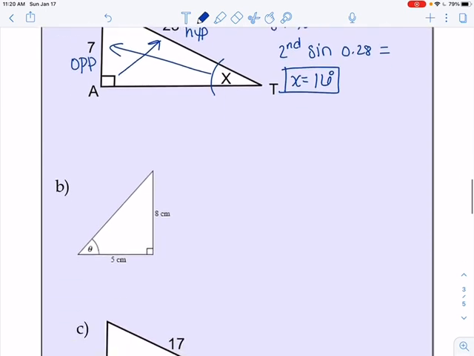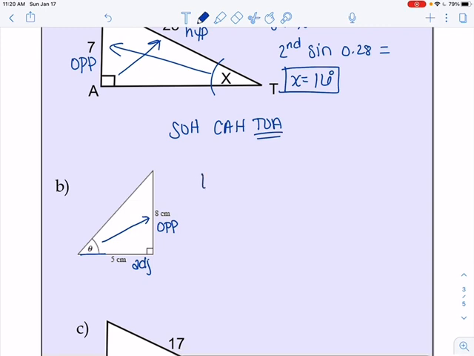Okay, next one. With relation to theta, 8 is directly opposite that, and 5 is right next to it. That means that that's adjacent. So in relation to SOHCAHTOA, for opposite and adjacent, I'm going to be using tangent this time around. So I'm going to have the tangent of theta equals the side opposite, which is 8, over the side adjacent, which is 5. Again, if you don't like the word theta, just put x in there.